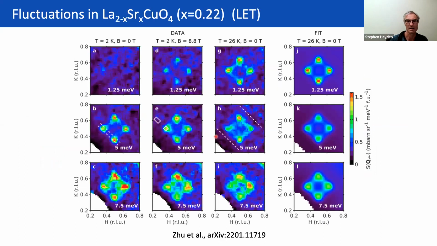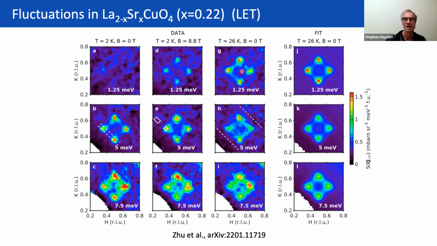Okay, so now here's some of our data. What do we see here? We see cuts through the low energy scattering. First of all, if I start on the right-hand side, this is in the normal state, which we're most interested in here, 26K, just about TC in zero field. We can go to very low energies here, 1.2 millivolts, and you can see very nice peaks there. As we go up in energy, 5 millivolts, we can still see them, and then they start to broaden here at 7.5 millivolts.